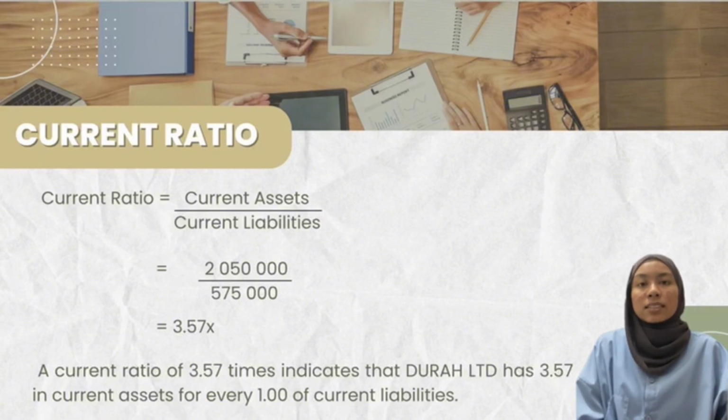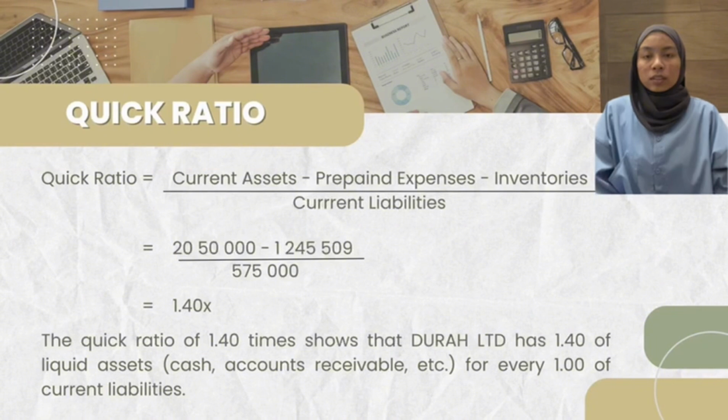Although it's slightly below the industry average of 4.3 times, it is still considered strong. This indicates that the company can comfortably meet its short-term obligations and is managing its working capital well.